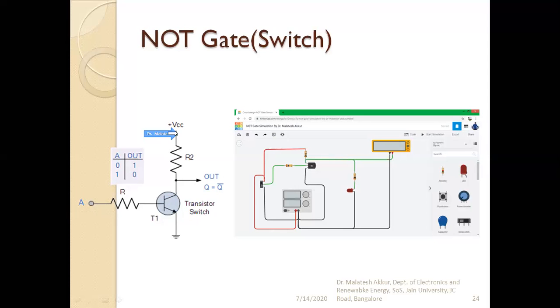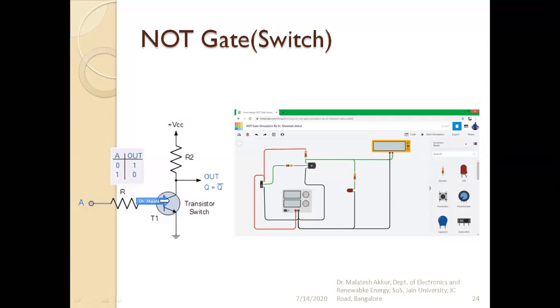The VCC means it is a DC power supply. The plus VCC means the positive terminal of the power supply is going to be connected to this point and the negative is connected to the ground. So between this point and the ground, we are going to apply 5 volts. There is a resistor, R2, and a transistor. This transistor is going to act like a switch. It will be on or off.